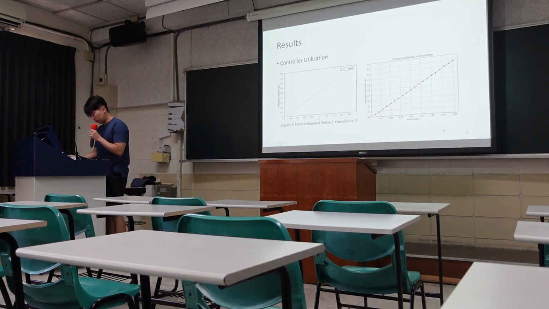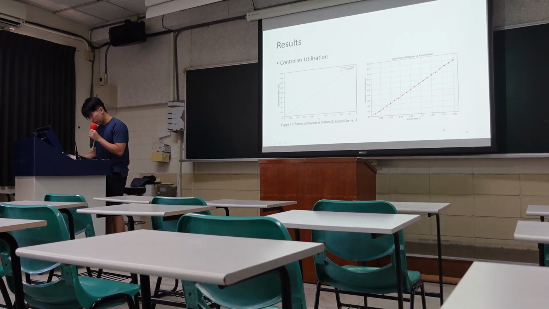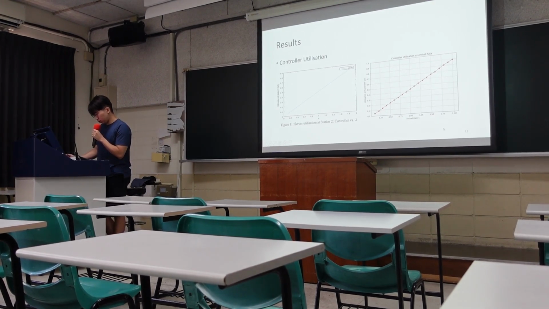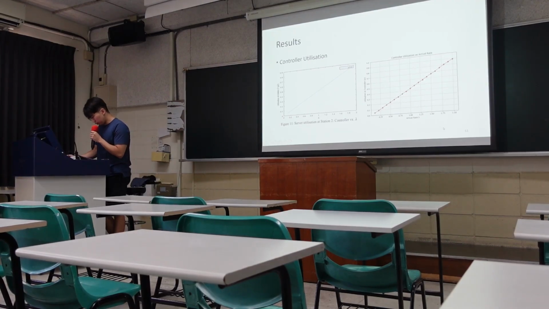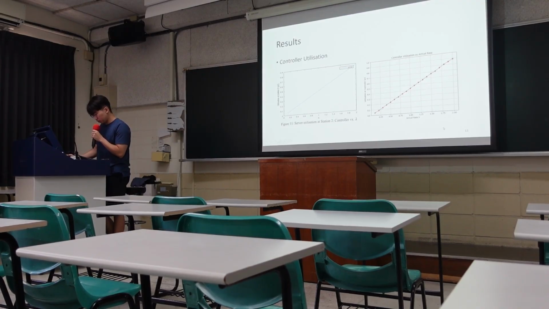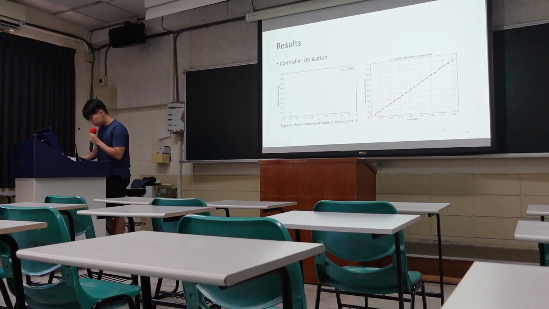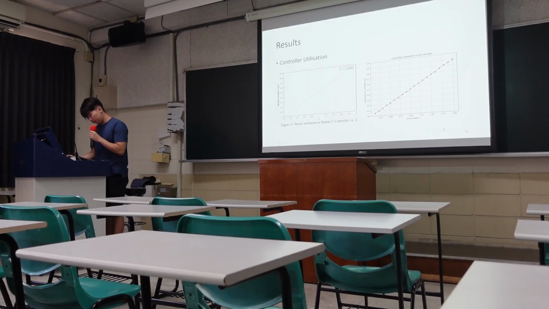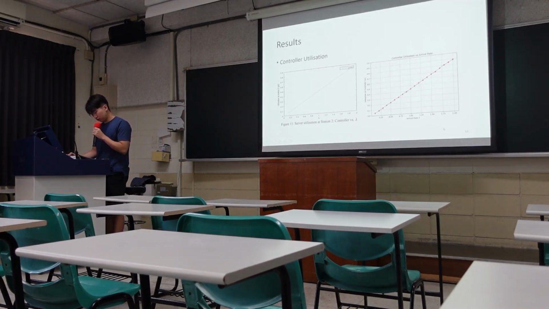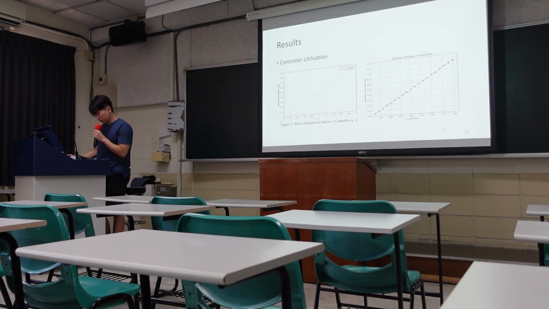This slide shows the utilization of the controller. As the arrival rate increases, we see that the utilization of the controller also increases steadily. Both the theoretical and simulation results show that when the arrival rate reaches 2, the controller's utilization is close to 0.9. This suggests that the controller is heavily loaded and is likely to become the system's bottleneck. Without additional capacity, it can cause significant delays and limit overall system performance.